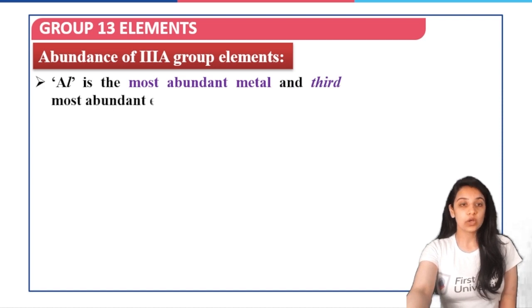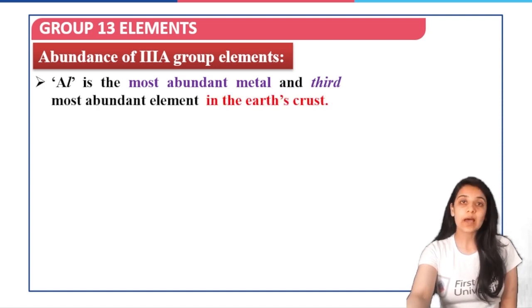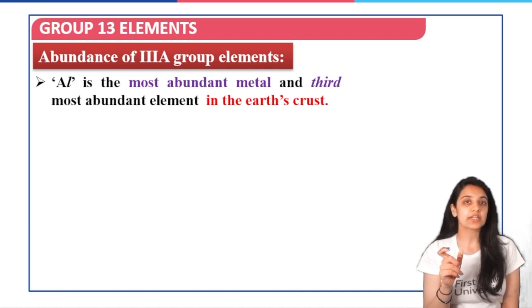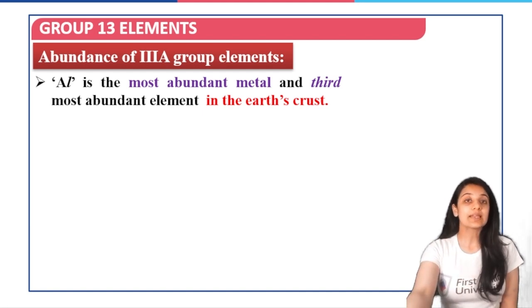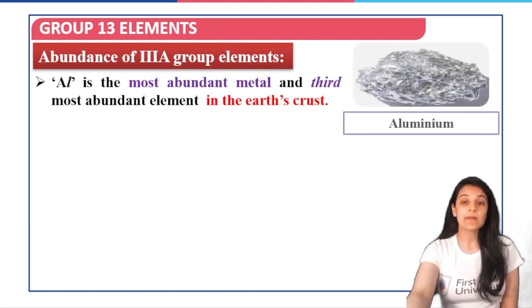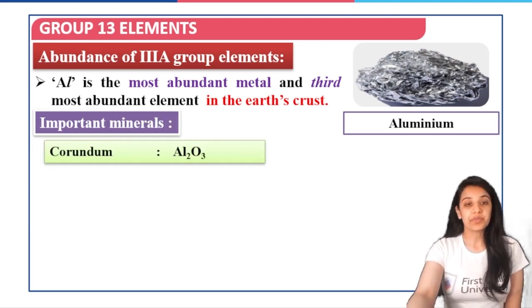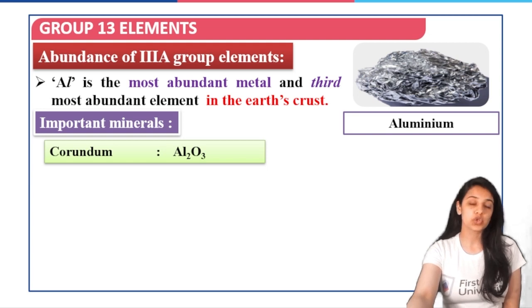Next, we talk about aluminium. Aluminium is the most abundant metal, and the third most abundant element in the Earth's crust. These are two important facts that you need to remember. You can get direct MCQs based on this. Then, important minerals of aluminium include corundum, that is alumina, Al2O3.